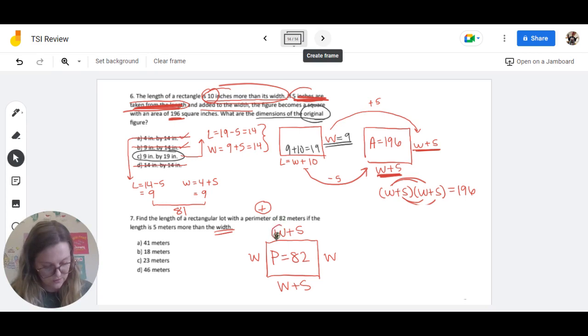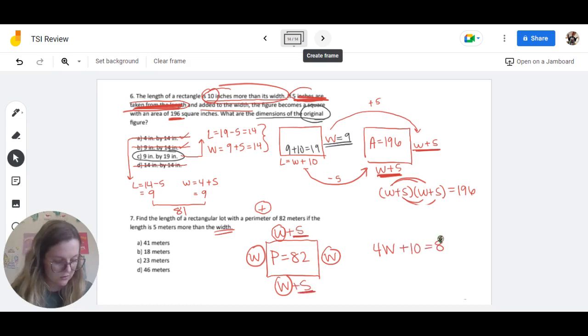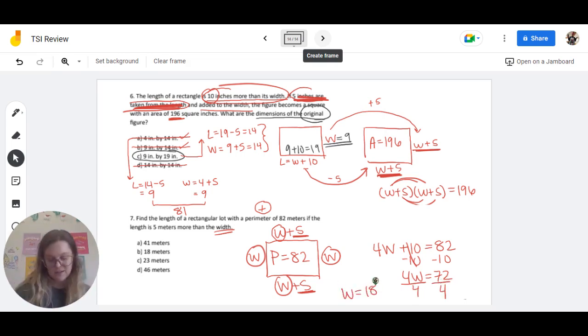So W plus W plus W plus W, I have 4 W's. 5 plus 5 is 10, and the perimeter is equal to 82. I'm solving for W, so minus 10. 4W is equal to 72. Divide by 4. So W is equal to 18. So I'm like, oh, cool. I see 18 as the answer choice. I'm going to circle it.